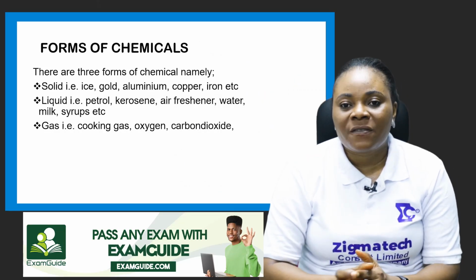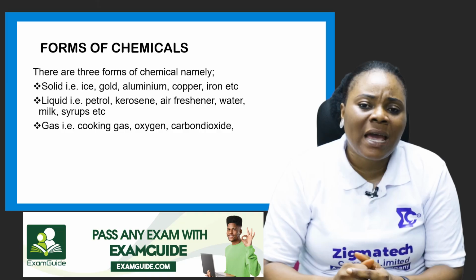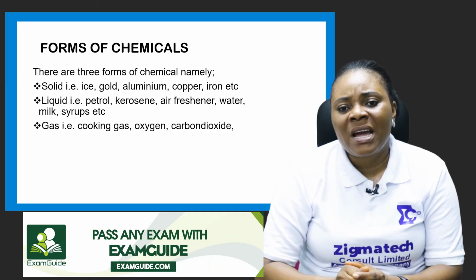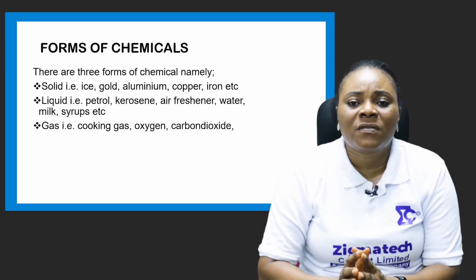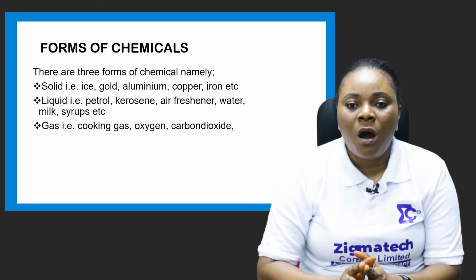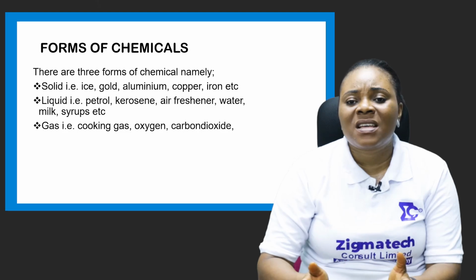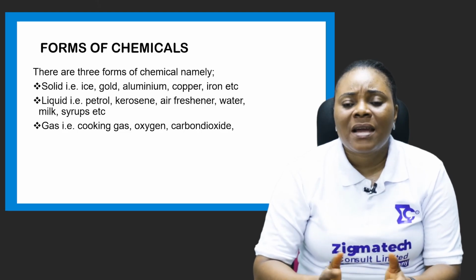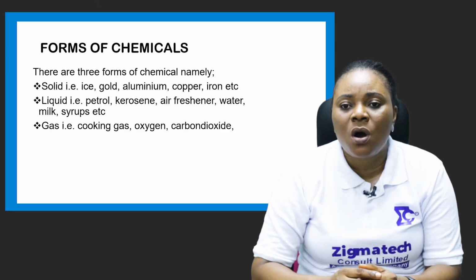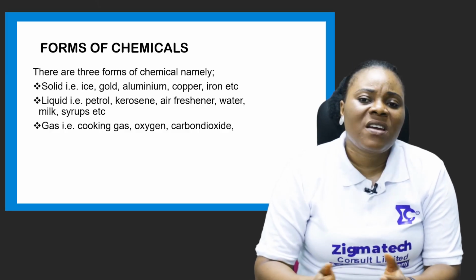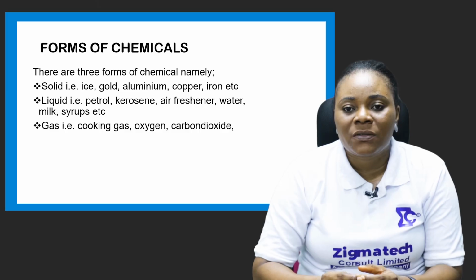There are three forms of chemicals. We have solid chemical, we have liquid chemical, and we have the gaseous chemical. Chemicals can be in form of solid, liquid, or gas. We have examples of solid chemicals like ice, gold, aluminium, copper, iron, and so on and so forth. We also have examples of liquid chemicals.